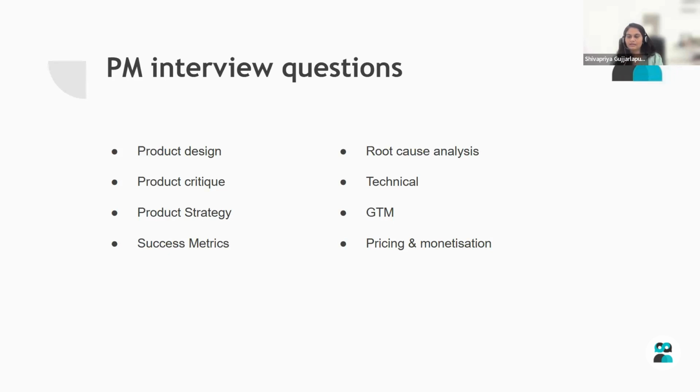We'll have to get at the design. The last two are mostly followed up after a product design question. Success metrics after you are asked to design a product. Sometimes, if it gets over in a quick amount of time, you have been asked to define a success metric. How you will define what you've built is going to be successful or not. And that's also a critical part of PM's job. So that's about the success metrics.